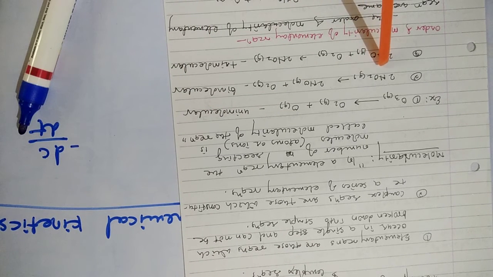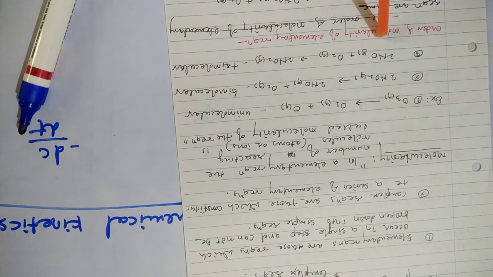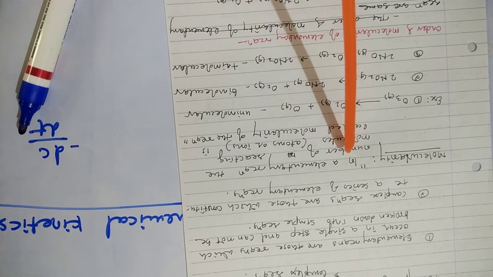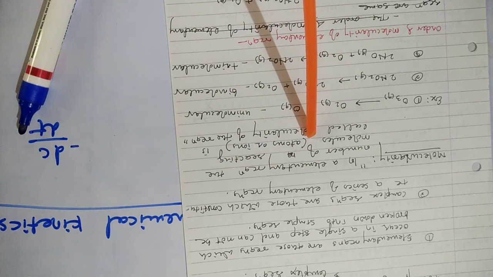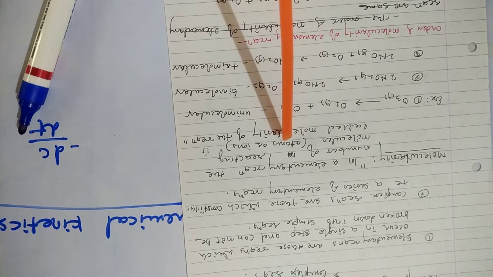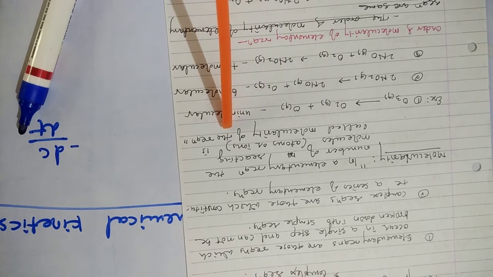Next example, 2NO2 decomposes to give 2NO and O2. The number of molecules undergoing the decomposition is 2. That's why it is a bimolecular reaction. Here the number of molecules reacting is 3, 2NO and 1 O2. That's why it is a trimolecular reaction. What is molecularity? In an elementary reaction, the number of reacting molecules, that may be atoms or ions, is called the molecularity of a reaction.